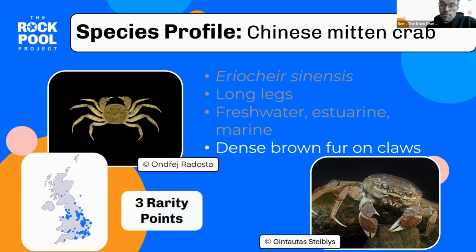So 3 rarity points for this. So it's been recorded on iNaturalist, but it's not hugely common. So you can get some decent points if you get the Chinese mitten crab.